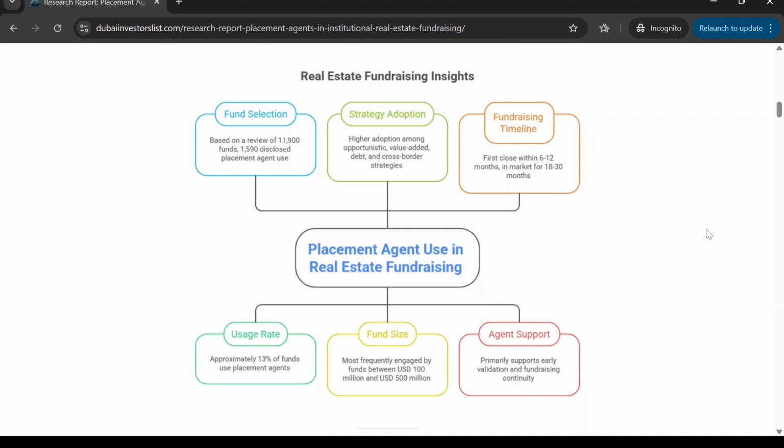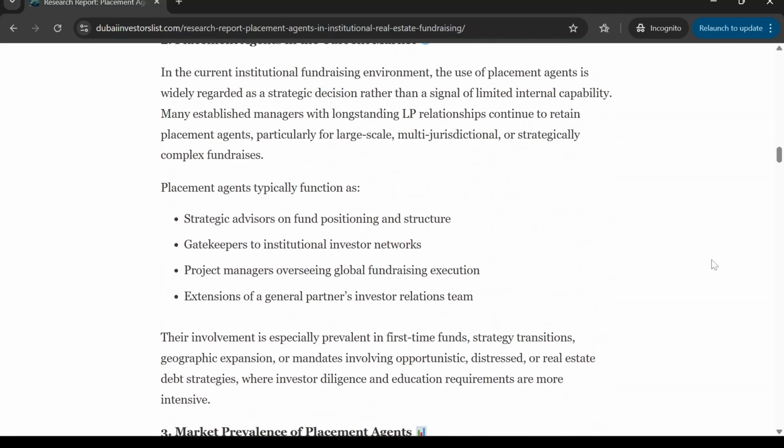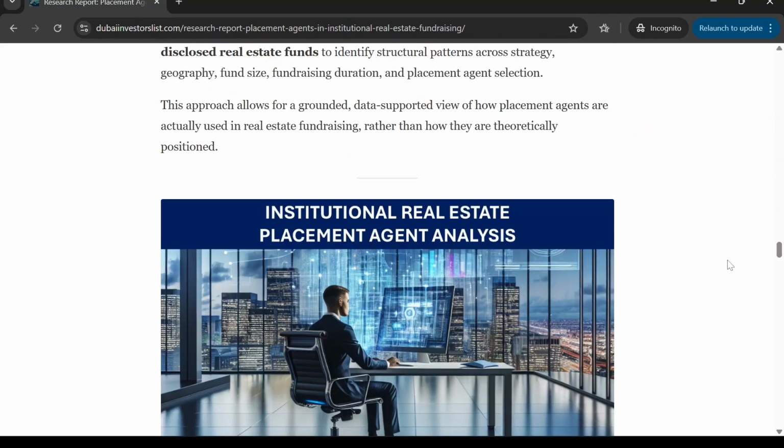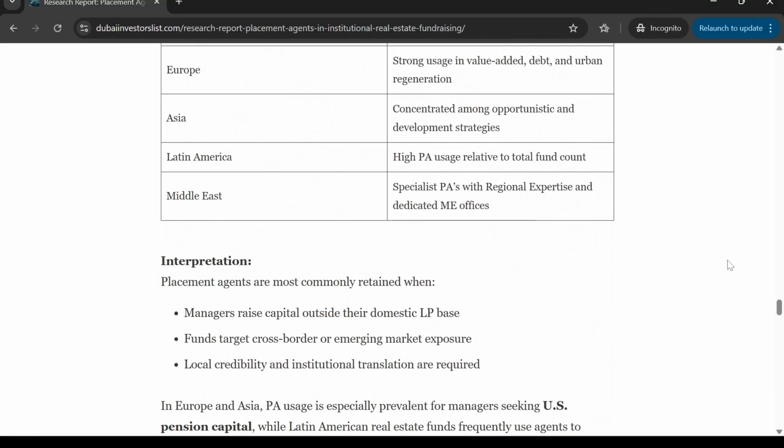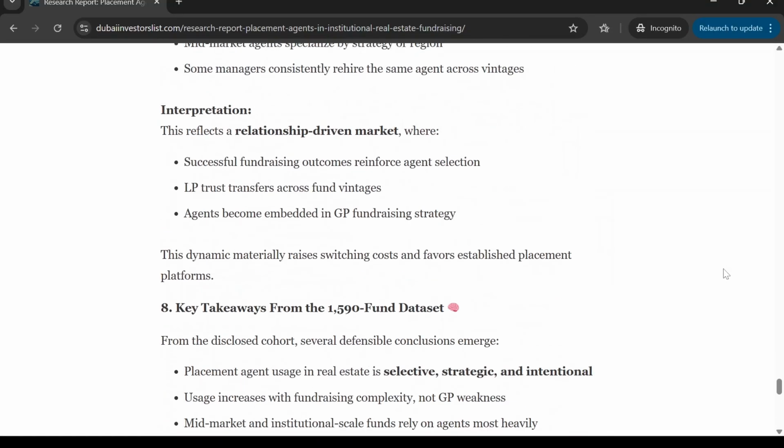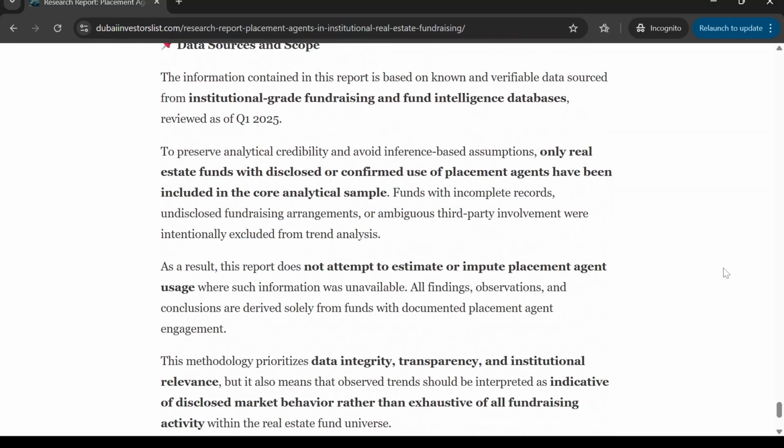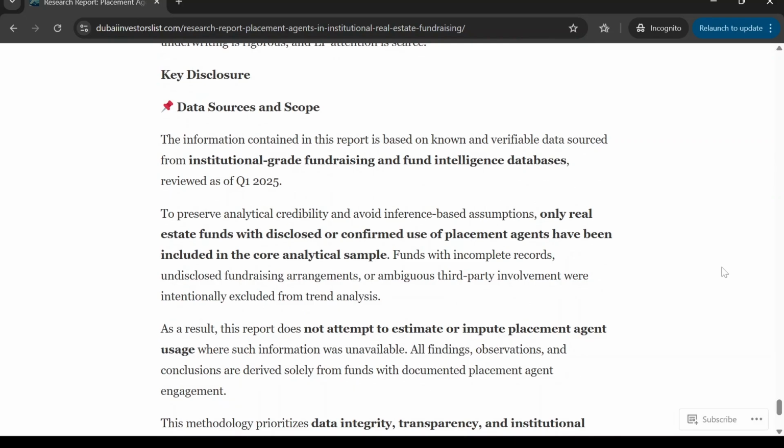And lastly, the agent supports. It primarily supports early validation and fundraising continuity. You can check out the rest of that report just by going to the website. There's a fair bit of information on different metrics that are going to help you. And again, you're going to be able to find that all on the website.